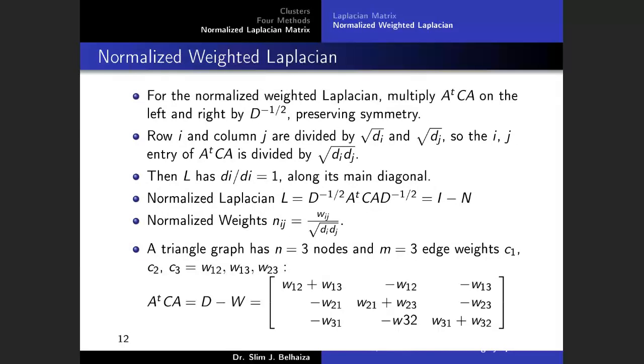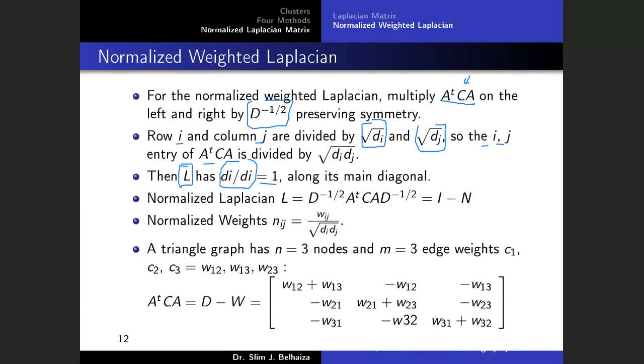So this is just a small modification. For the normalized weighted Laplacian, what we do is multiply A^T C A, where these are the weights, on the left and the right by what we call D to the power minus half. This way we preserve the symmetry. So what happens is that row i and column j are divided by the square root of d_i and the square root of d_j. So the ij entry of A^T C A is divided by the square root of d_i d_j. Then the Laplacian matrix has d_i over d_i equals 1 along its main diagonal.